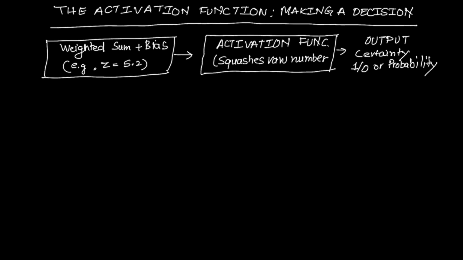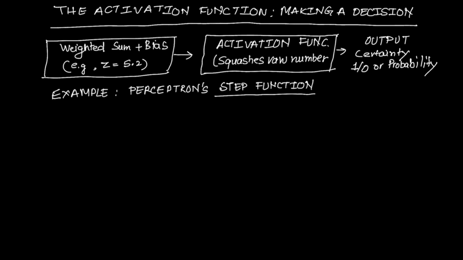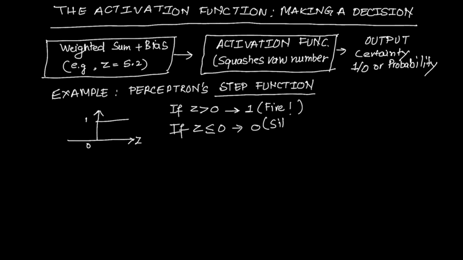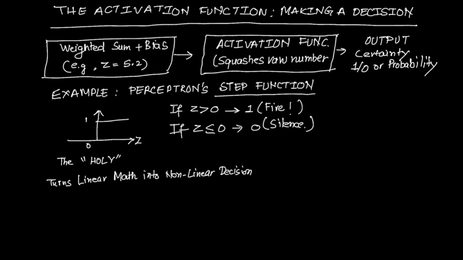In Frank Rosenblatt's original Perceptron, he used the simplest logic possible, the step function. The logic is essentially, if the sum z is greater than 0, the output is 1. And if the sum z is less than or equal to 0, the output is 0. This simple check turns our linear math, which is just a continuous number like 5.2, minus 1.8, 100.5, into a non-linear decision. And this word, non-linearity, is the holy grail of deep learning.